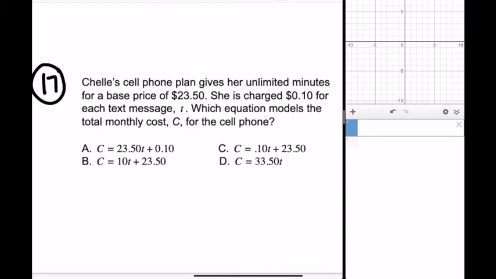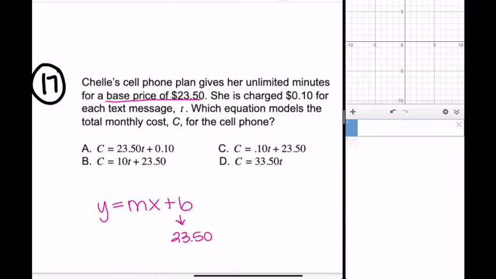Shell's cell phone plan gives her unlimited minutes for a base price of $23.50. She is charged 10 cents per text message T. Which equation models the total monthly cost C for the cell phone? So her base price would be her flat rate, which is the y-intercept. So if we're looking for an equation in y equals mx plus b form, we already know that b should be $23.50.